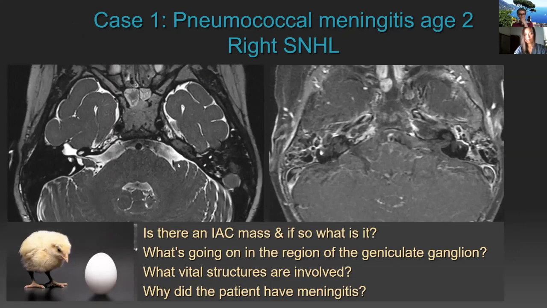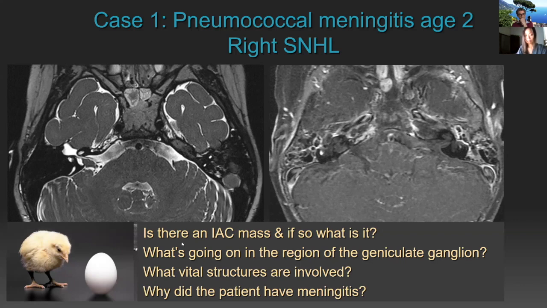So starting off with our first patient, this was a young boy who had a history of pneumococcal meningitis as a toddler, and then went on to develop sensorineural hearing loss. And he had outside imaging and had repeat imaging in our institution. And our oral surgeons visited the reading room and had a few questions.